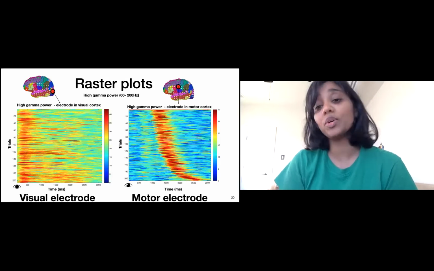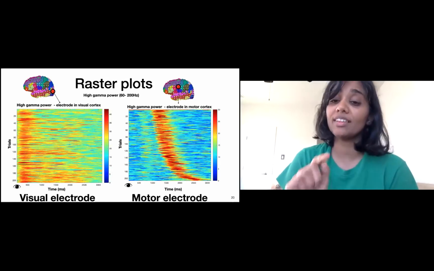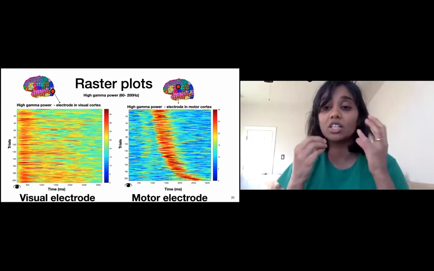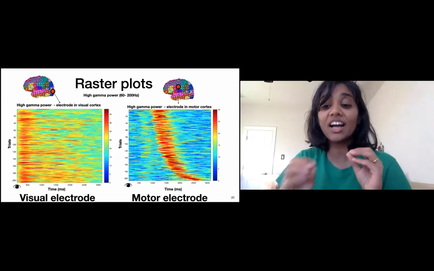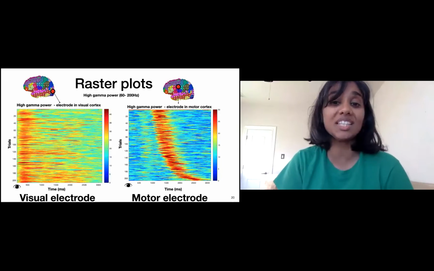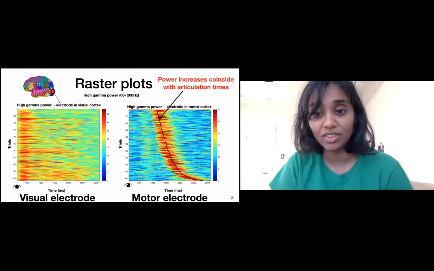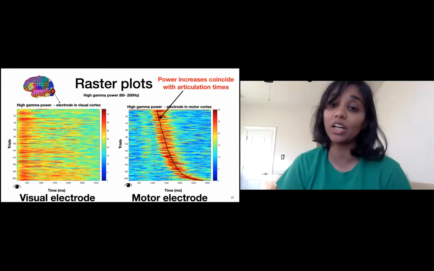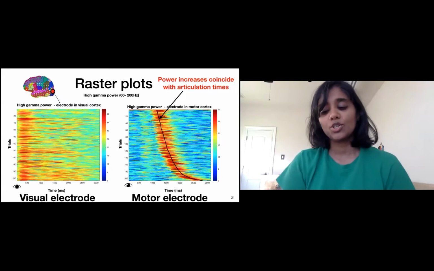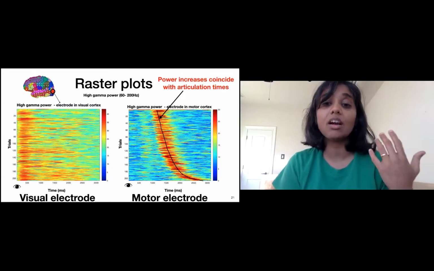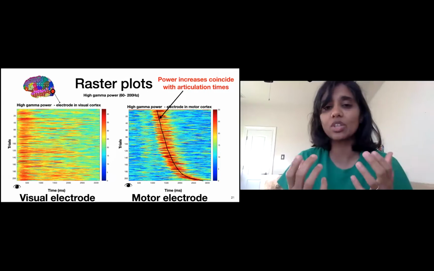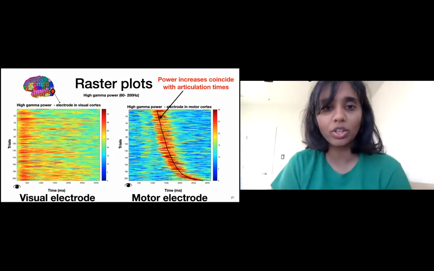Now if I show you a different electrode, this is an electrode from the motor region where the tongue and the muscles of the mouth are moving. So the guy is articulating, and you can see the power in the motor region. You can see that that increase in power coincides exactly with the articulation time. So if I can convince you that high gamma power truly corresponds with the task, it tells you some information about what's going on in the brain.